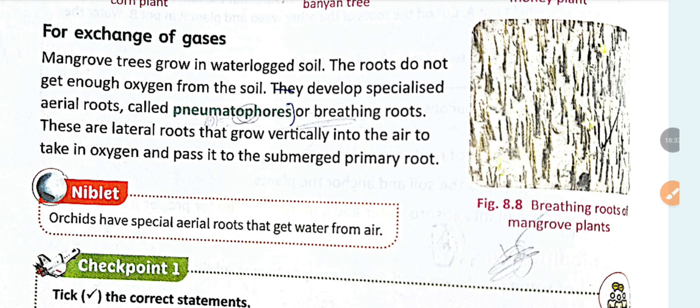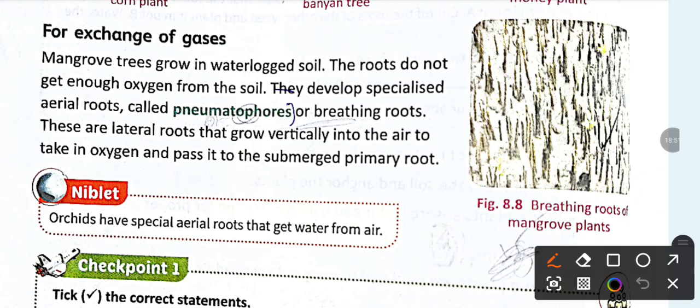They are lateral roots which grow from the main root, or the tap root, or you can say the primary root, and they take in the oxygen and then pass it to the primary root. Here are the pneumatophores. In this image you can see these things over here. These are called the pneumatophores, and they grow because mangrove trees grow in such a region that does not have full soil or water in it.